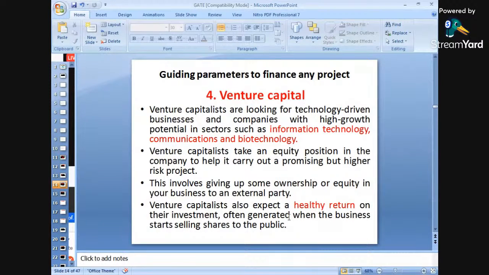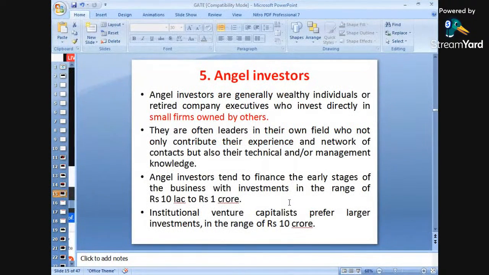Venture capitalists also expect healthy returns on their investment. That means every investor will expect healthy returns, at a certain rate. These returns are often generated when the business starts selling shares to the public. That means when the particular construction work has been completed, or when production has started in various manufacturing units or factories. So healthy returns will be expected from the venture capitalist.